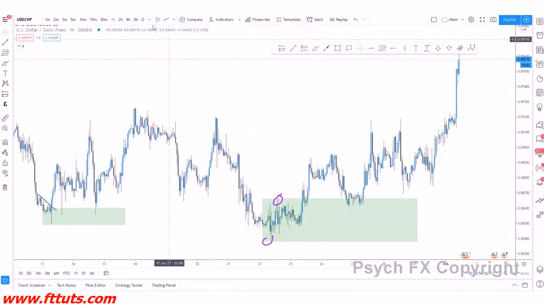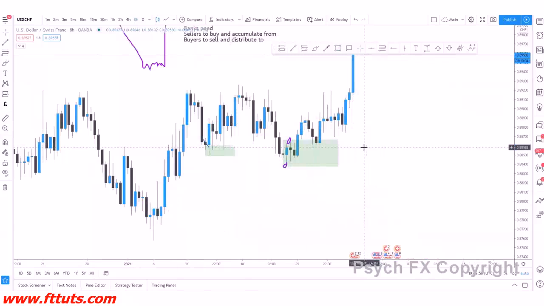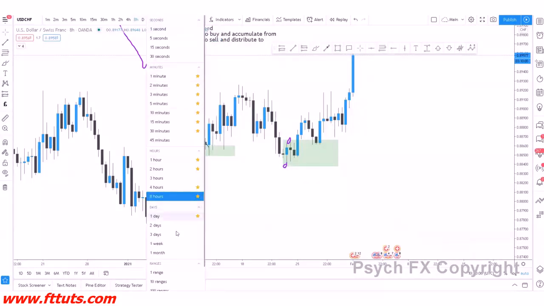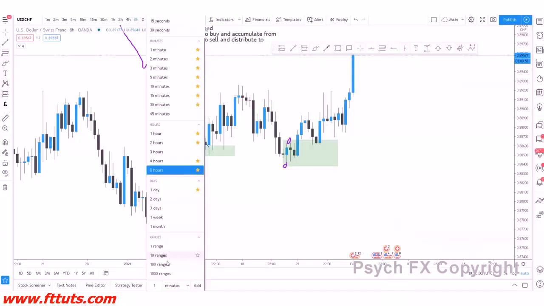We can also begin to look to our higher time frames, maybe the 8-hour chart. By the way, if you don't know how to get the 8-hour chart, just go to here where it gives you all the times, scroll down to the bottom, and then you can add any time frame, any hour, any day, any week that you like.